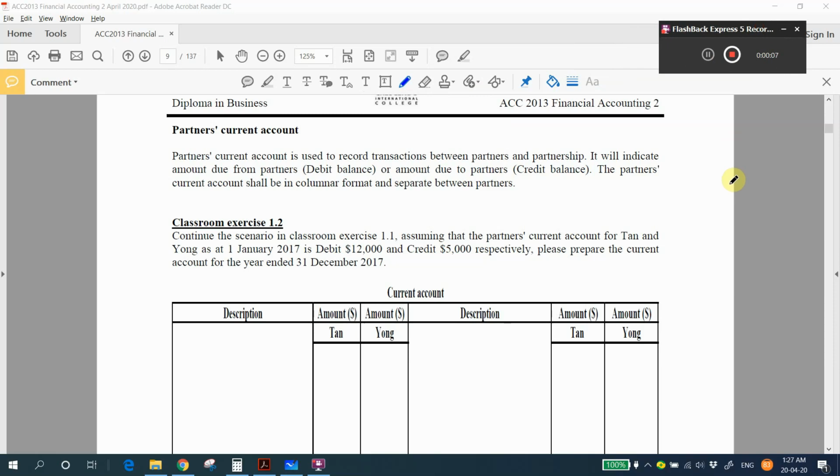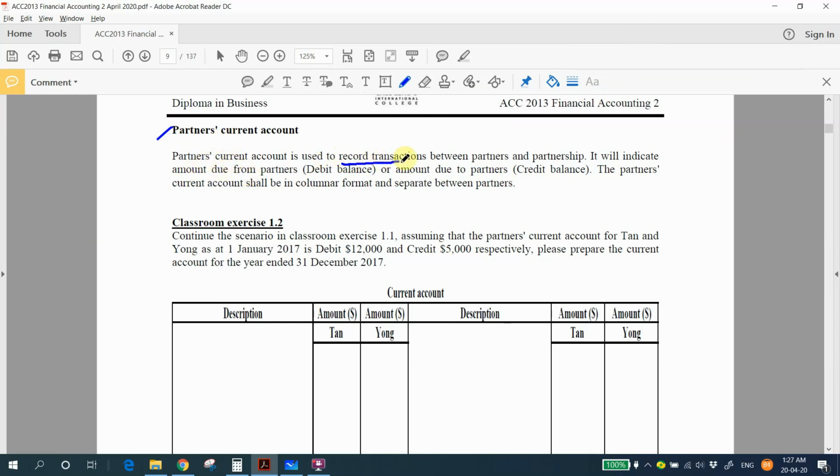So in this section, I'm going to discuss the partner's current account with you. What is the partner's current account? The partner's current account is used to record the transactions between the partners and the partnership. It will indicate the amount due from the partner, which is the debit balances, or the amount due to the partners, which is the credit balances.